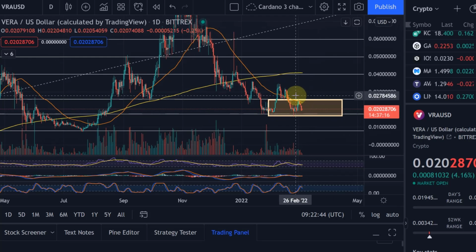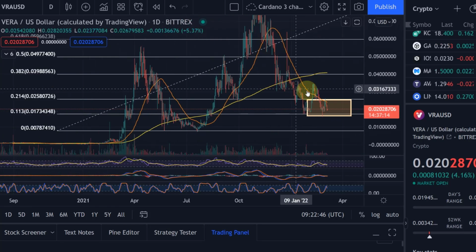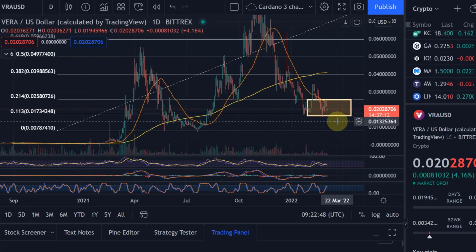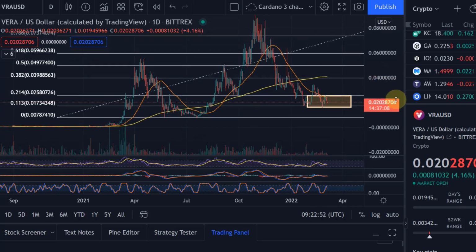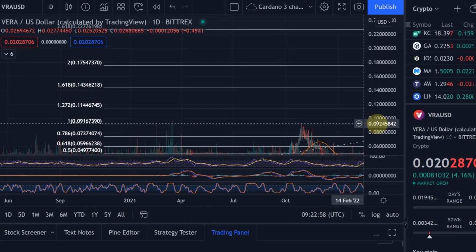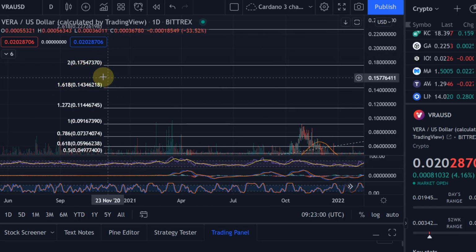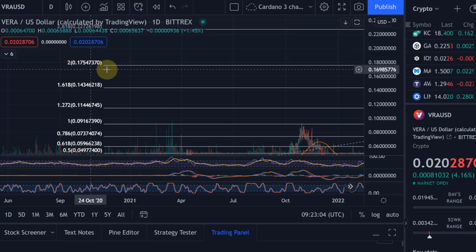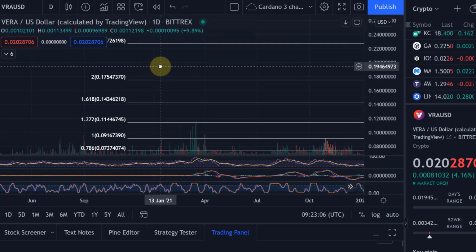For me, these are already attractive prices to get in. Personally, you can certainly wait for a little bit lower prices, but for me, this is already very attractive. Because if the next wave is a wave 3, what would we expect for Verasity? We would expect at least 14 cents to 17.5 cents for Verasity. This is the absolute minimum target.